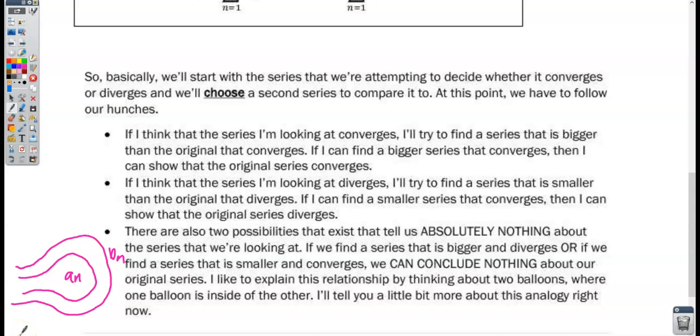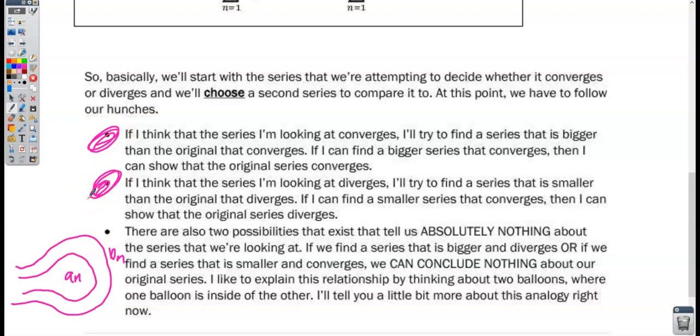If we know that the smaller series shrinks down to nothing, what does that tell us about the outer balloon? Absolutely nothing. Okay? Whereas the two useful cases are, if the inner balloon blows up, since it's inside the bigger balloon, the bigger balloon has to blow up as well. If the outer balloon shrinks down to nothing, the inner balloon has to shrink down to nothing as well to stay inside there. And those are these two cases right here.